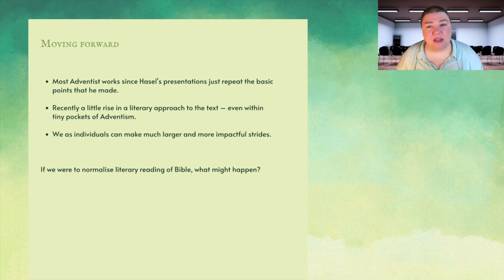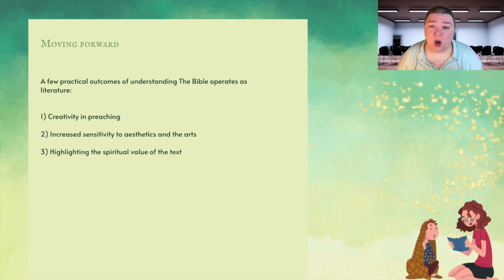If we understand the Bible operates as literature, a few practical consequences this may produce are: 1. It may encourage creativity in preaching. The Bible, being full of narratives, has characters in them, they have plots, and these characters have real life problems in the plot. When one shares these stories, you are bringing to life real characters with real life problems. What a powerful opportunity to communicate effectively.